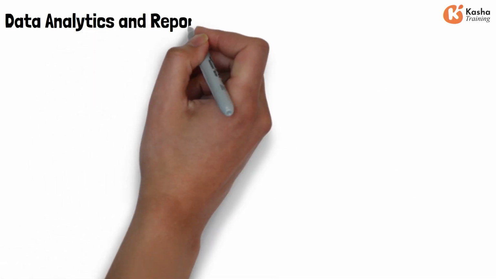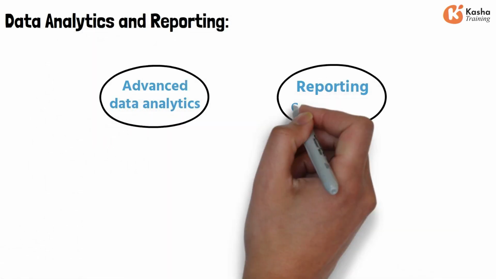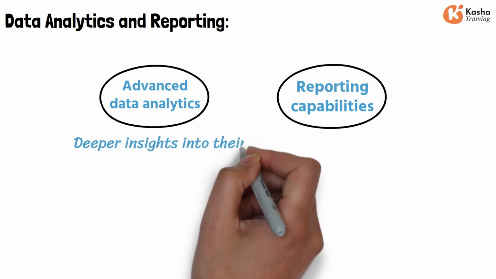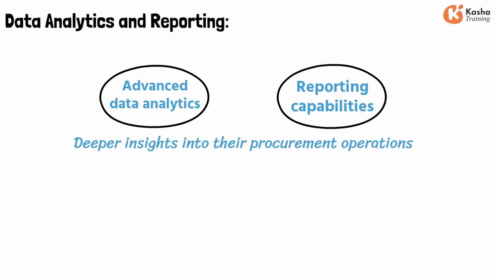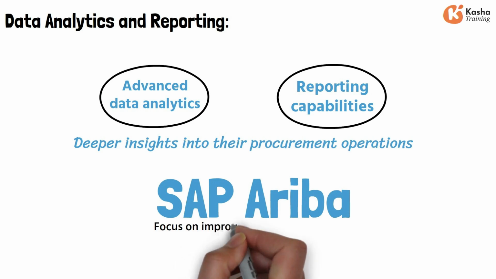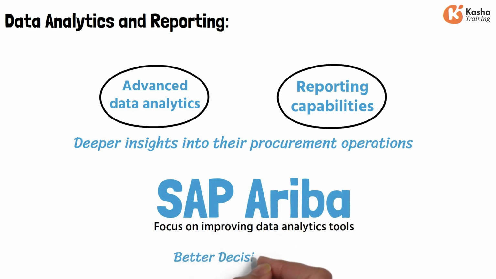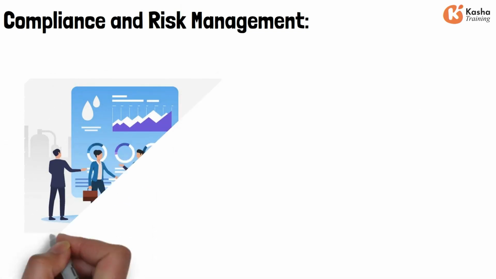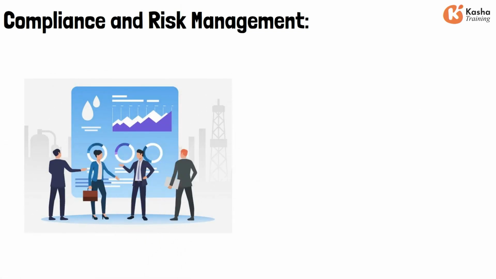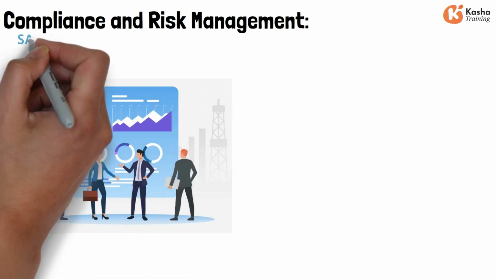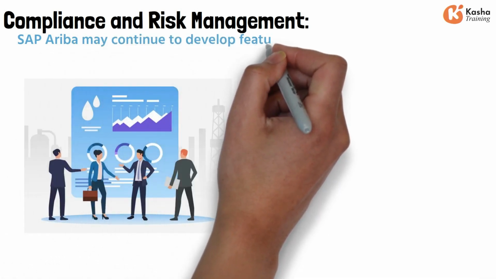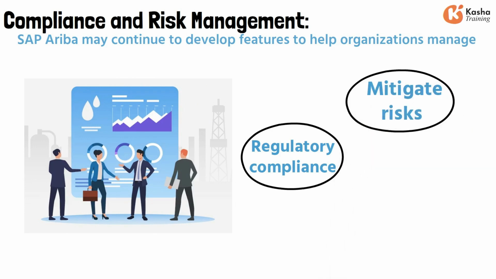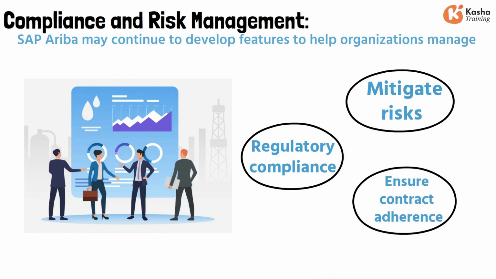Data analytics and reporting. Advanced data analytics and reporting capabilities can provide organizations with deeper insights into their procurement operations. SAP Ariba may focus on improving data analytics tools for better decision-making. Compliance and risk management. Organizations face various compliance and risk challenges in procurement. SAP Ariba may continue to develop features to help organizations manage regulatory compliance, mitigate risks, and ensure contract adherence.